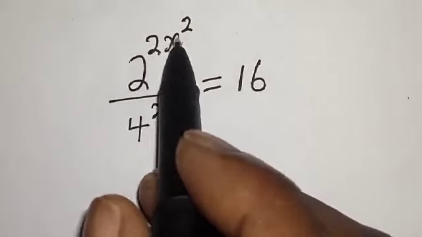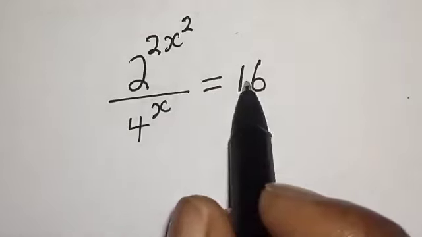2 raised to power 2s squared divided by 4 raised to power s is equal to 16. What is the value of s?